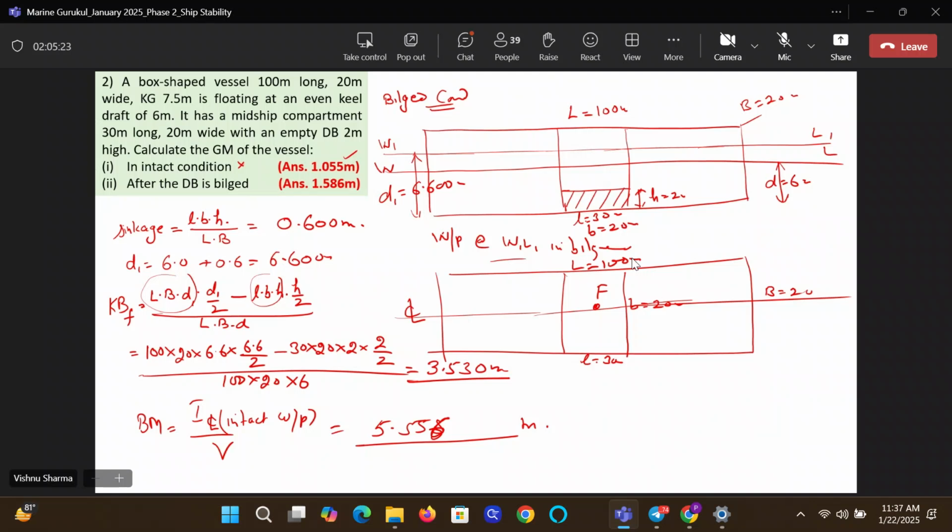Okay, guys. Now we are good to get the GM. GM will be equal to KB plus BM minus KG. And that answer should come 1.586 meters. Yes, sir, correct.